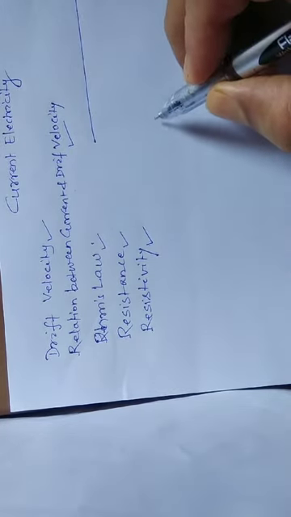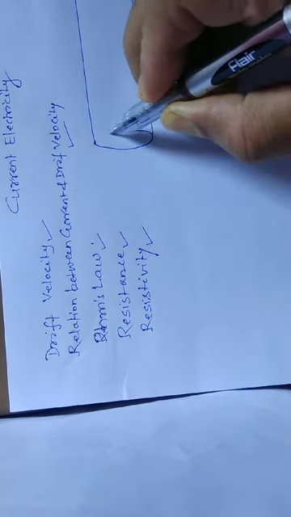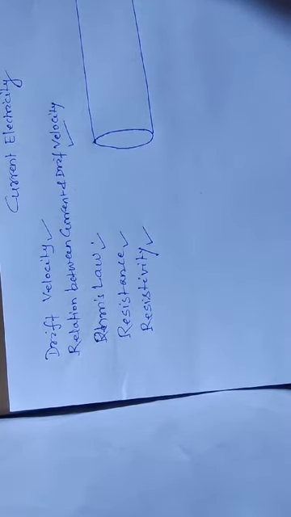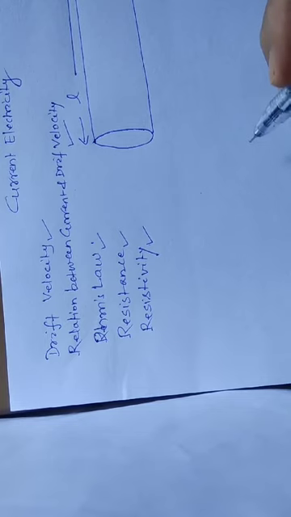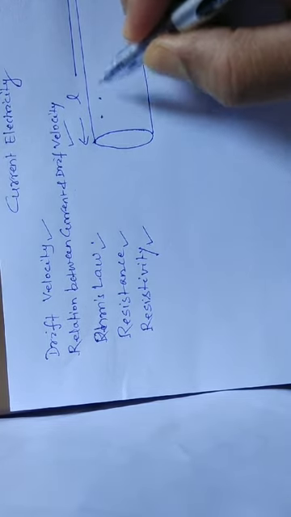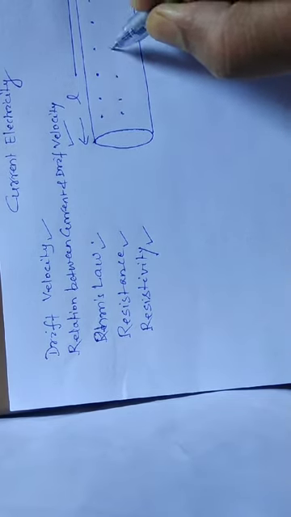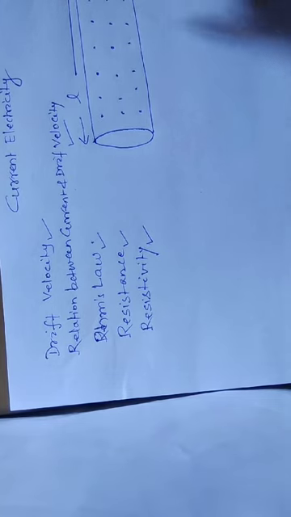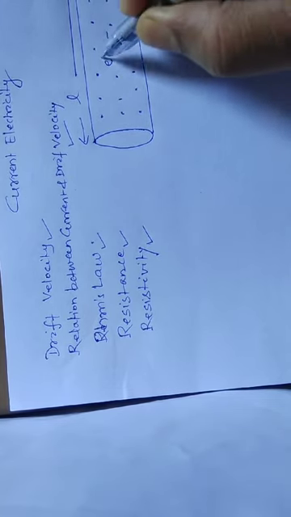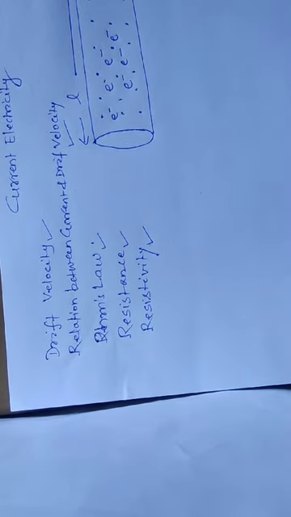Figure shows you a piece of conductor. This is a piece of conductor. Its length is L and cross-sectional area is A. These dotted points indicate the position of atoms or the positive ions, and these are the free electrons.